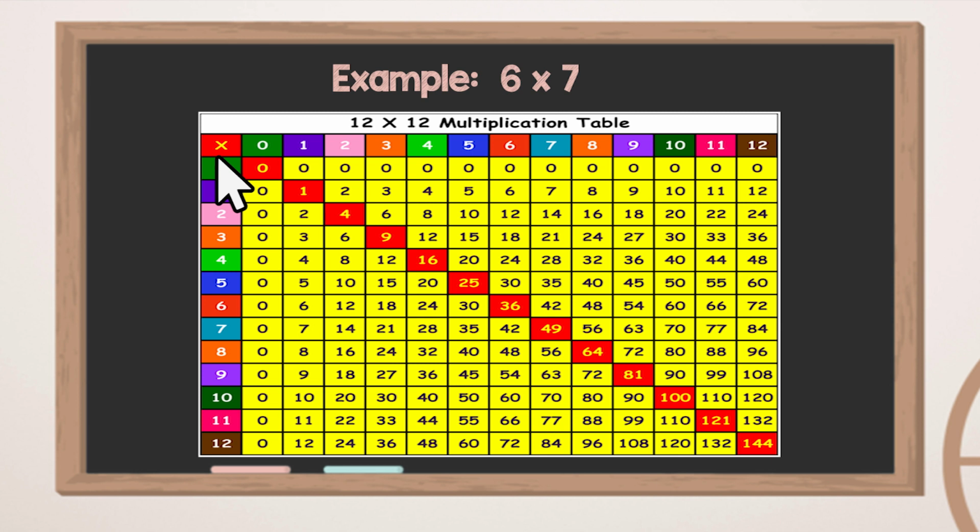So 6 and we move down the column, 7 and we move across the row, and the point at which those two numbers meet is the product. So let's go: 6 and we come down, 7 we move across. Where did the two numbers meet, boys and girls? Yes, at 42. So the product of 6 and 7 is 42.